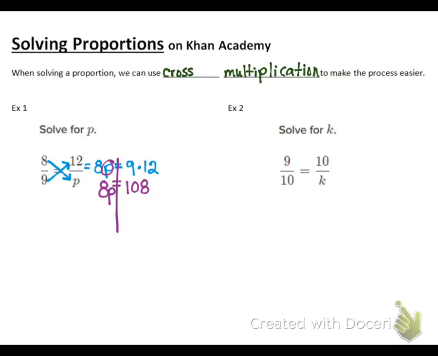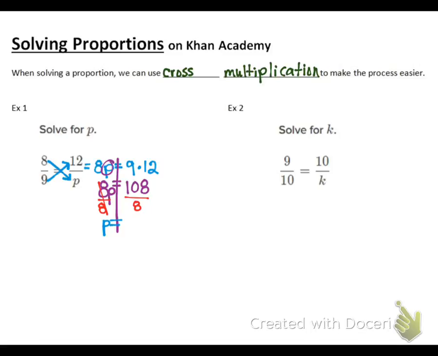So now I have a one-step equation here. 8p equals 108. How do I solve for p? How do I get the p by itself? Yeah, I'm going to divide each side by 8. My 8s cancel. I bring down my variable p. What's 108 divided by 8?